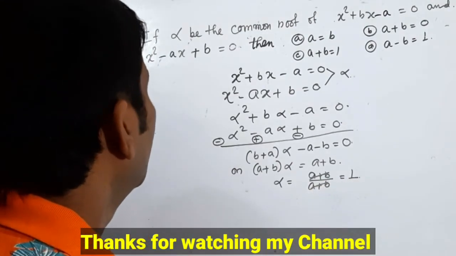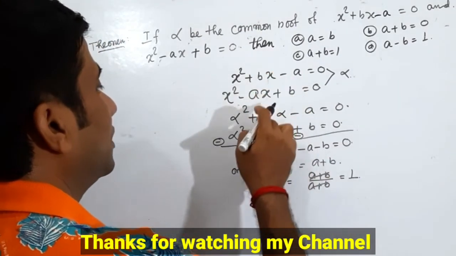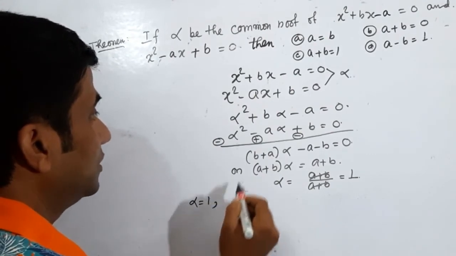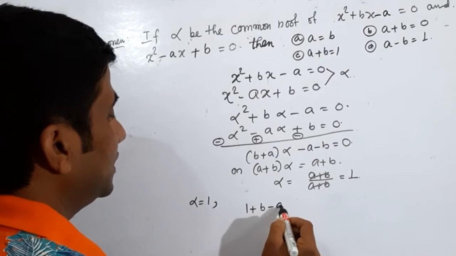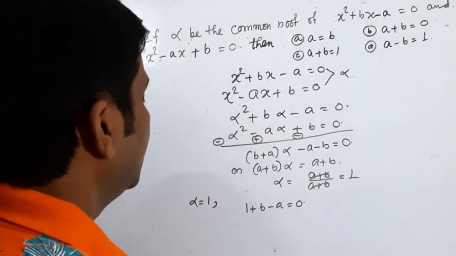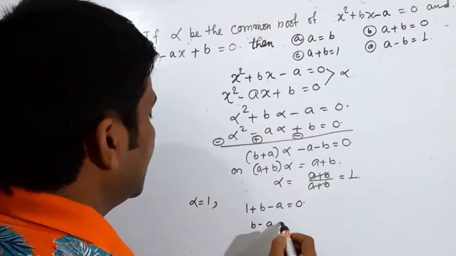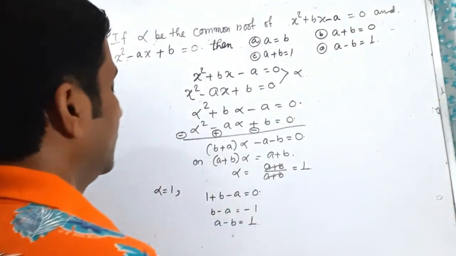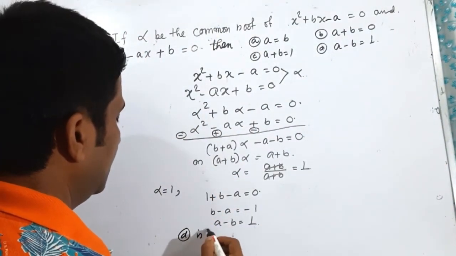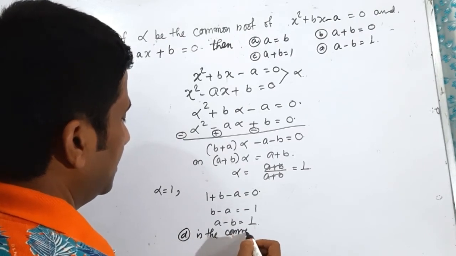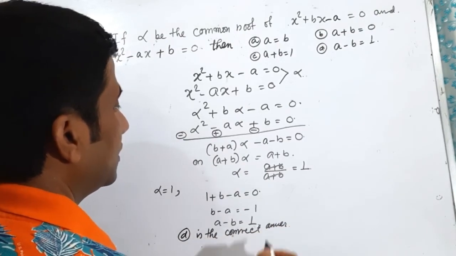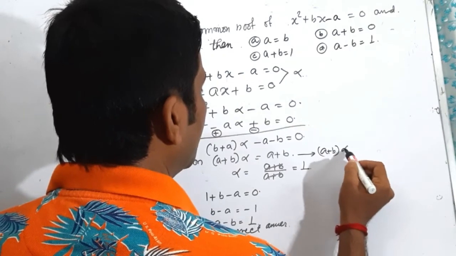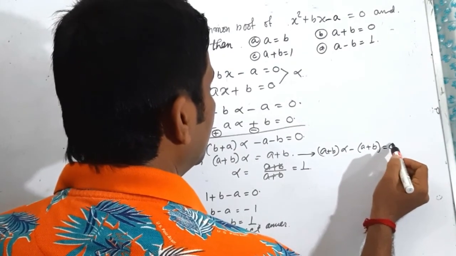Then the value of alpha is equal to 1. Putting alpha is equal to 1 in this equation, we get 1 plus b minus a is equal to 0. That means b minus a is equal to minus 1, or a minus b is equal to 1. Therefore, D is the correct answer.